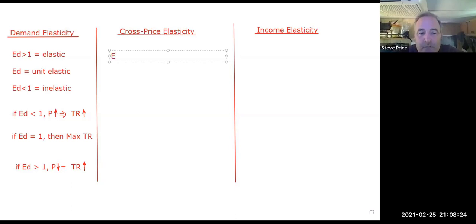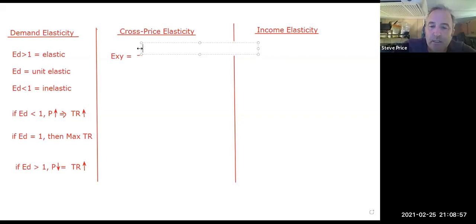So here, E sub, not D, because it's a different coefficient. This coefficient is E sub XY. And XY stand for 2 different products. E sub D means the elasticity of demand, so it's the price of one product and the demand for that product. This is the price of one product and the demand for another product. So this is a little bit more involved and a little more complicated to explain.